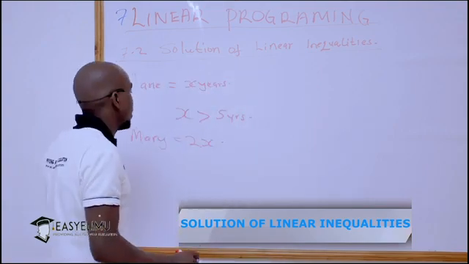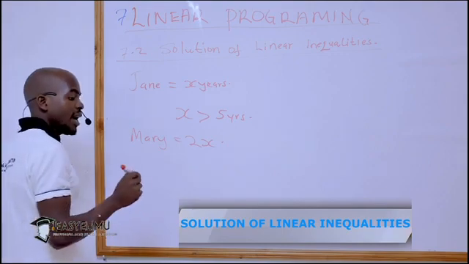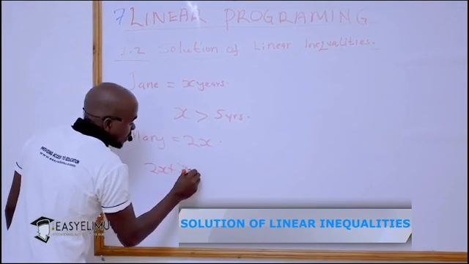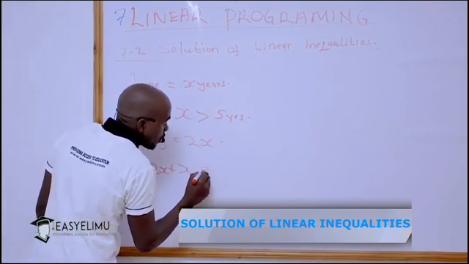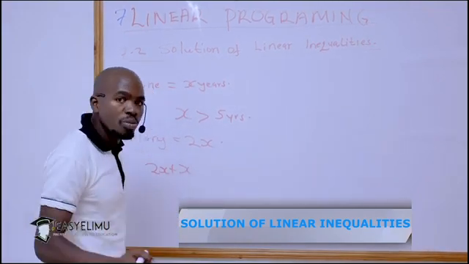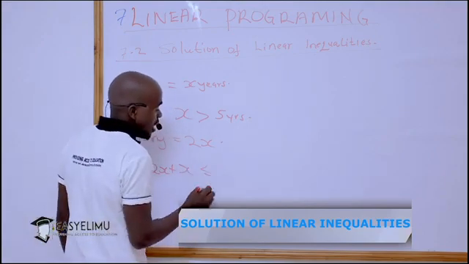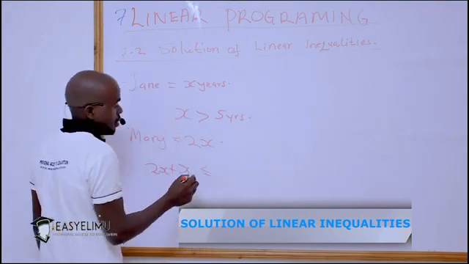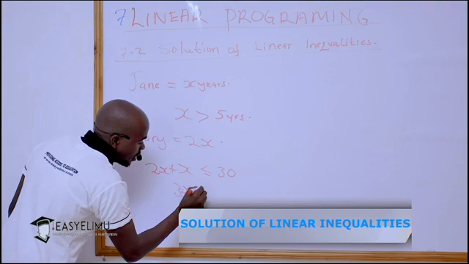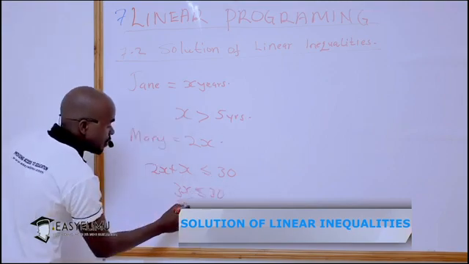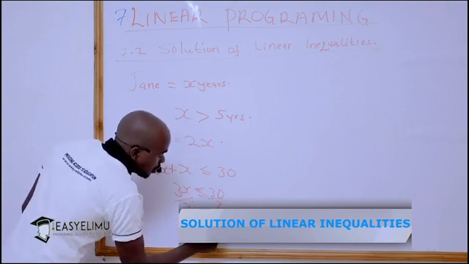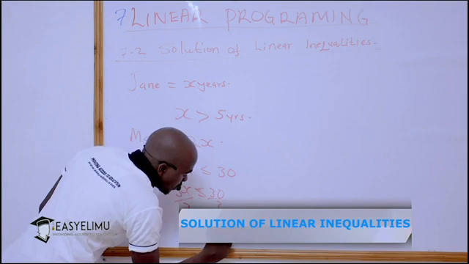But we have been told that the sum of their ages is not more than 30 years. So if we take 2x plus x, it is not more than 30 years, meaning it is less than or equal to 30. On calculation, we are going to get 3x is less than or equal to 30. So over 3, we are going to get x is less than or equal to 10.